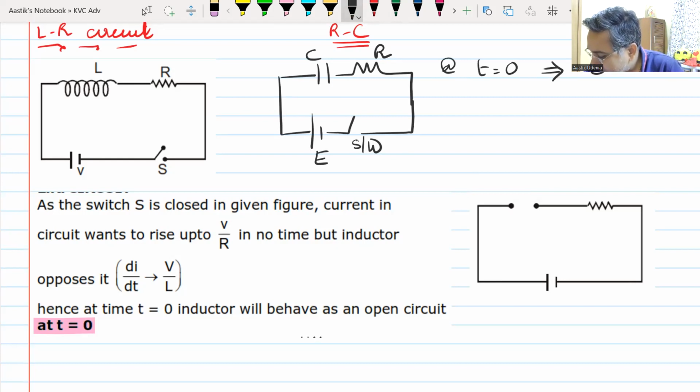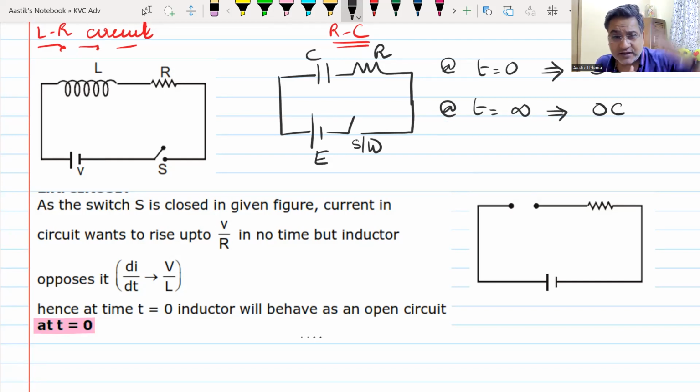This capacitor behaves as a short circuit. At time t equal to infinity, this capacitor behaves as an open circuit. When the capacitor gets fully charged, it tries to block DC current. You've forgotten it, as expected. Very sad to see, but anyways, we have to move ahead in life. At time t equal to 0, the RC circuit behaves as a short circuit, and at time t equal to infinity, it behaves as an open circuit.